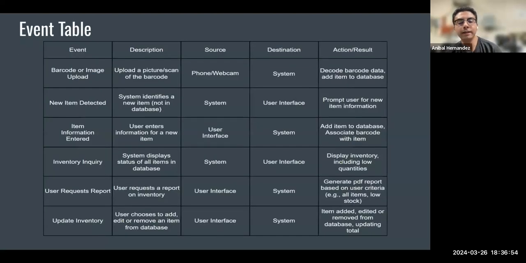So this is our event table. This is a summary of our program in a table. Our program needs to be able to do barcode scanning or image upload. We have the description, source, destination, and action for each event.